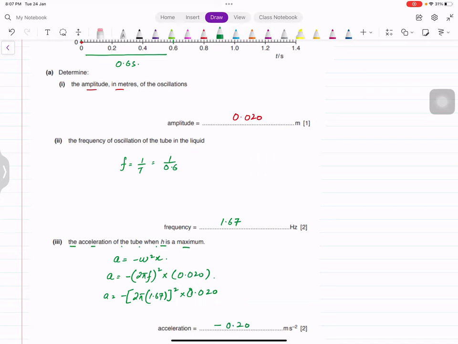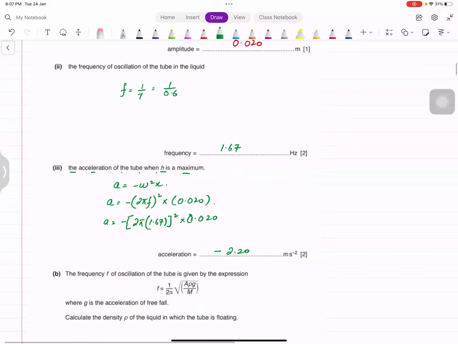Minus 2.20. Excellent. So 2.20. Excellent. All right. Any questions now? Anyone who still has a doubt in this? So this is pretty simple now.